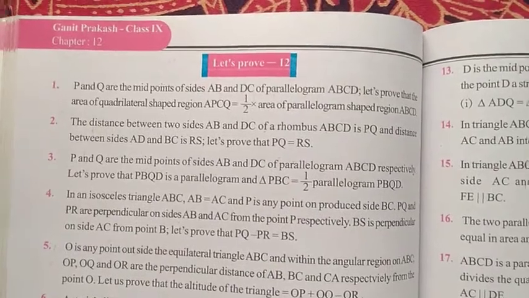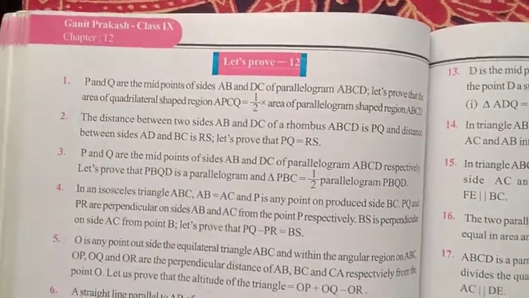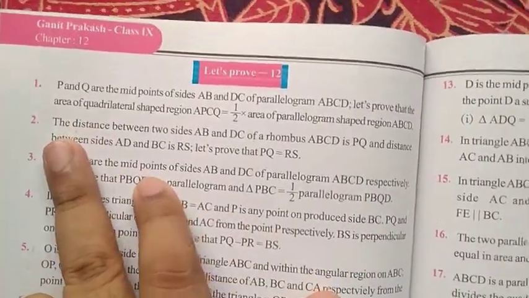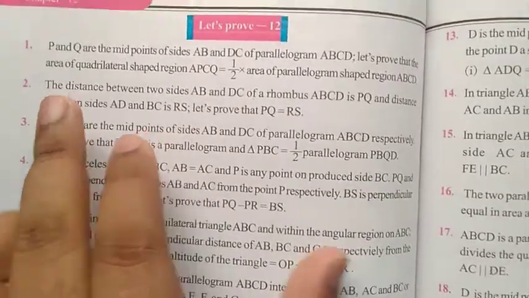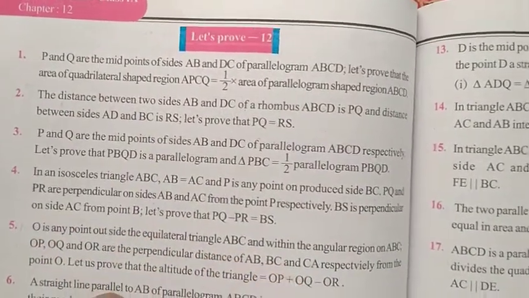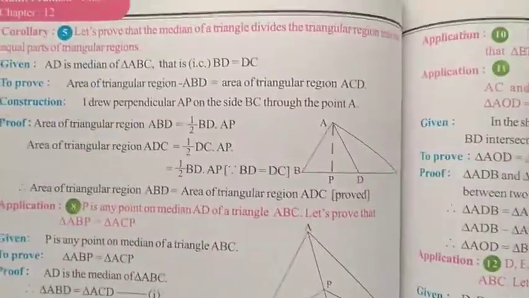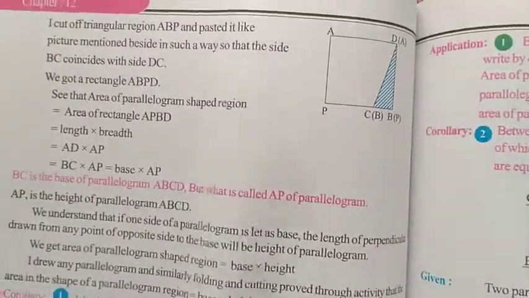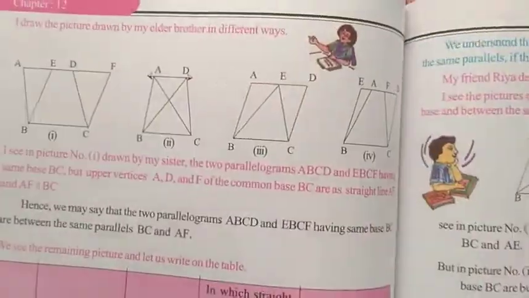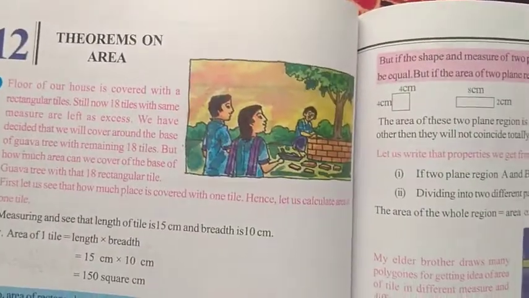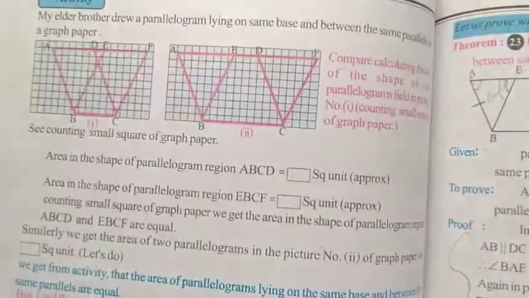This is exercise 12, and we have to do the first sum. Now we have to memorize something before we start this chapter, this exercise. These four theorems are very important. Yesterday I told you, now I tell you once more.